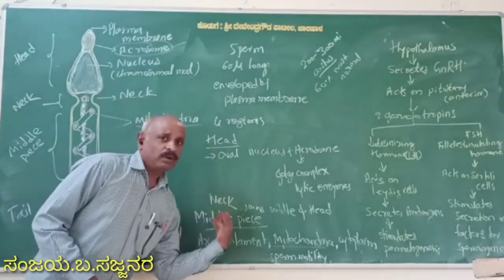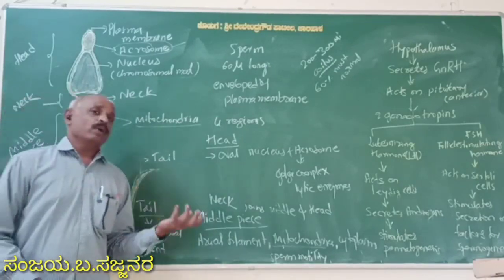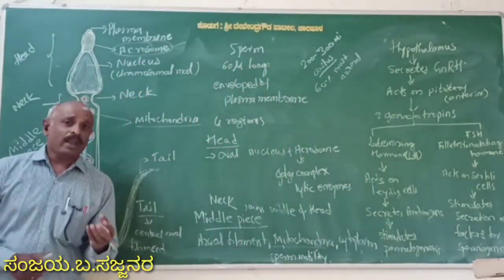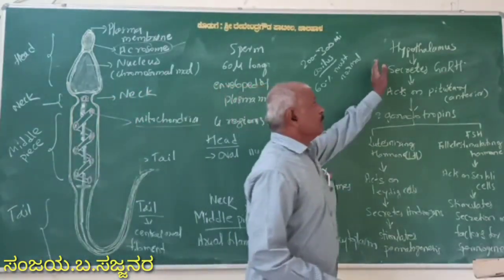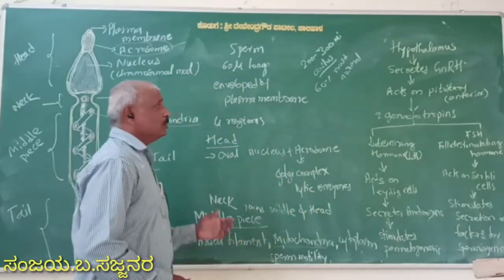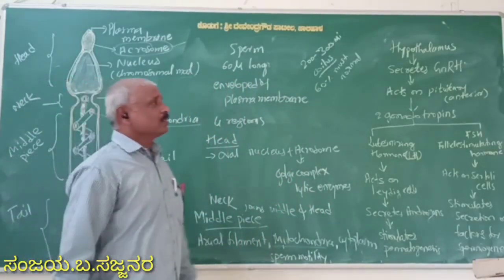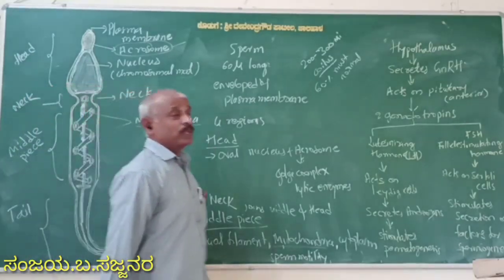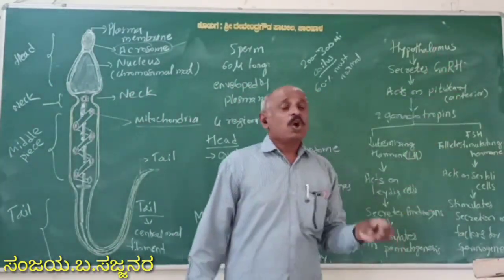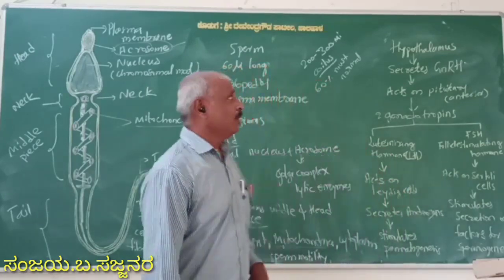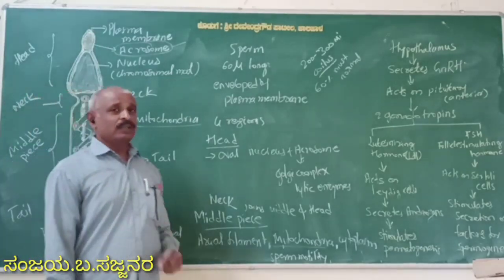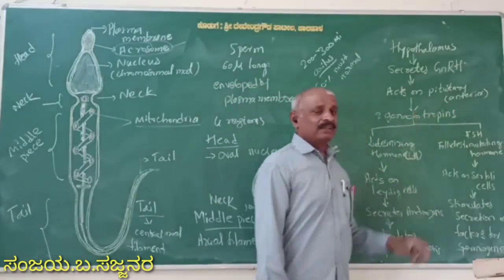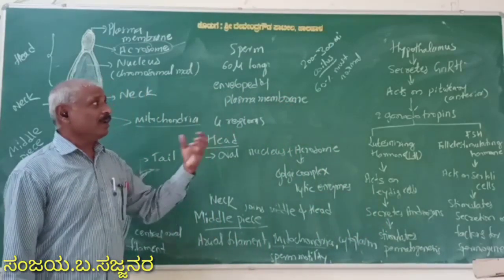Because for all these formations of the sperms, there is an involvement of certain glands. That means hormonal action is also there. Now we are going to see what is the role of hormones in the spermatogenesis. Okay, I will start with the hypothalamus. As you know, the hypothalamus is a part of the brain. It secretes the gonadotrophin releasing hormone, which acts on the pituitary gland, especially on the anterior part of the pituitary.